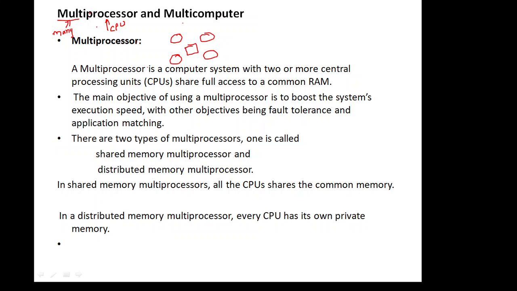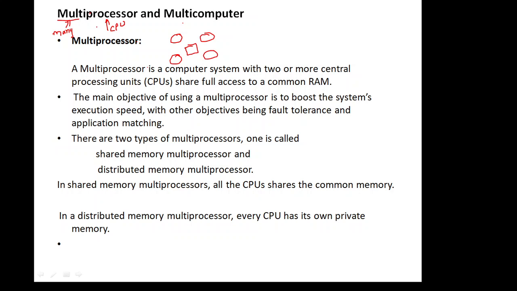The main objective of using a multiprocessor is to boost the system execution speed. Because there are many processors, the execution will automatically be very fast. When compared with a single processor, we can expect faster execution in a multiprocessor. This is the main objective of multiprocessors.